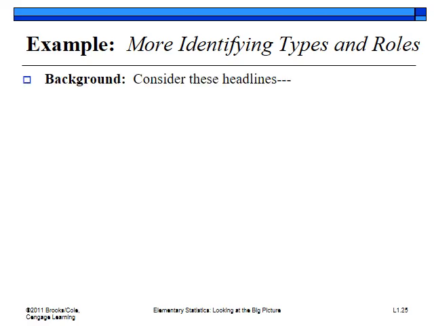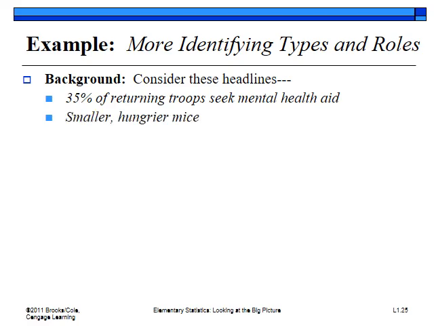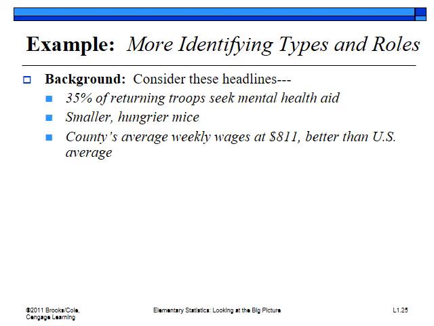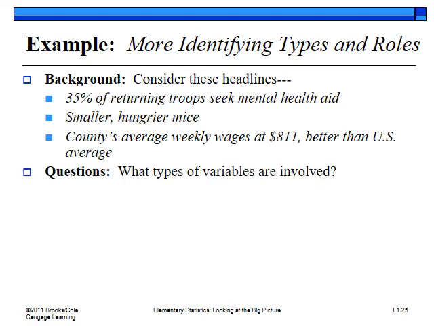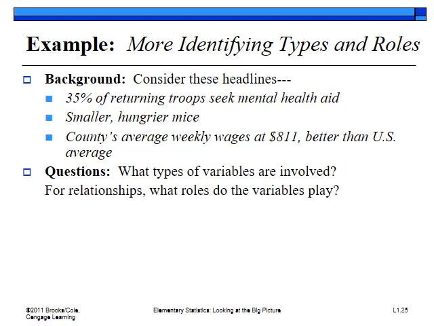Let's consider some more examples. Headlines. 35% of returning troops seek mental health aid. Smaller, hungrier mice. Counties average weekly wages at $811, better than U.S. average. What types of variables are involved here? If there's a relationship between two variables, what roles do each variable play?